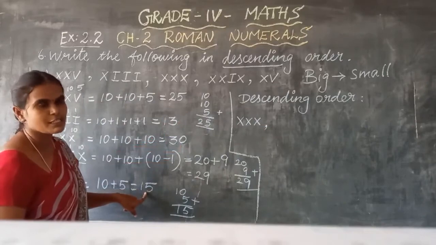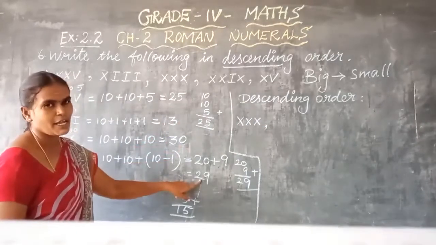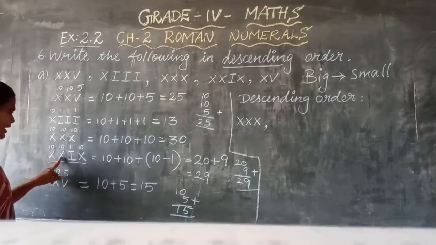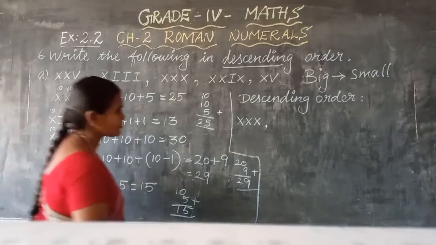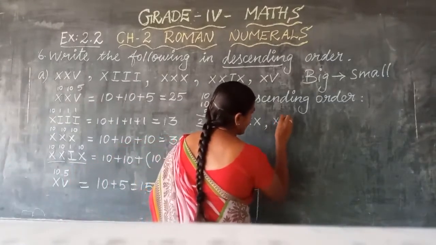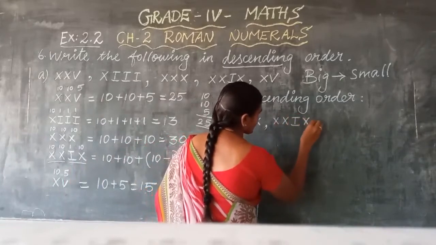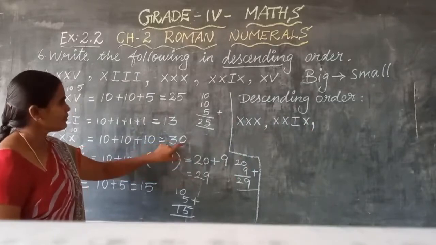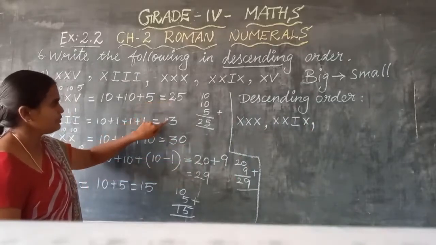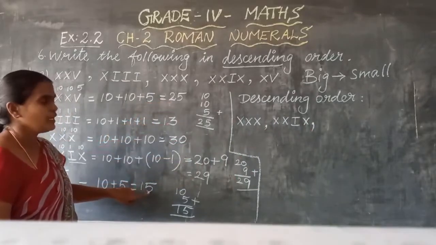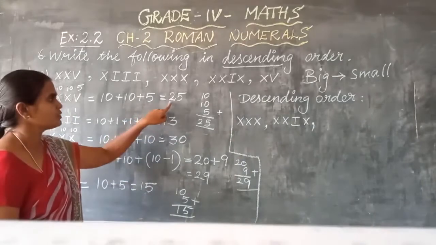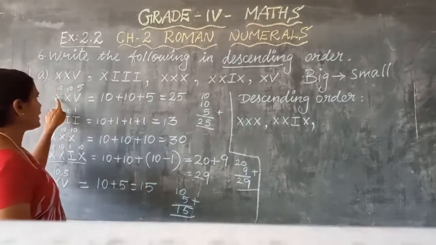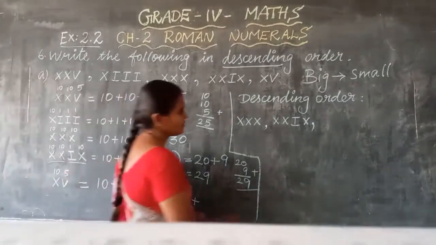Here which one is the greatest number? 29. So what is the Roman number for 29? XXIX. So 30, 29 completed. Remaining numbers 25, 30, 15. Here which one is the big number? 25. So what is the Roman number for 25? XXV. So write XXV.